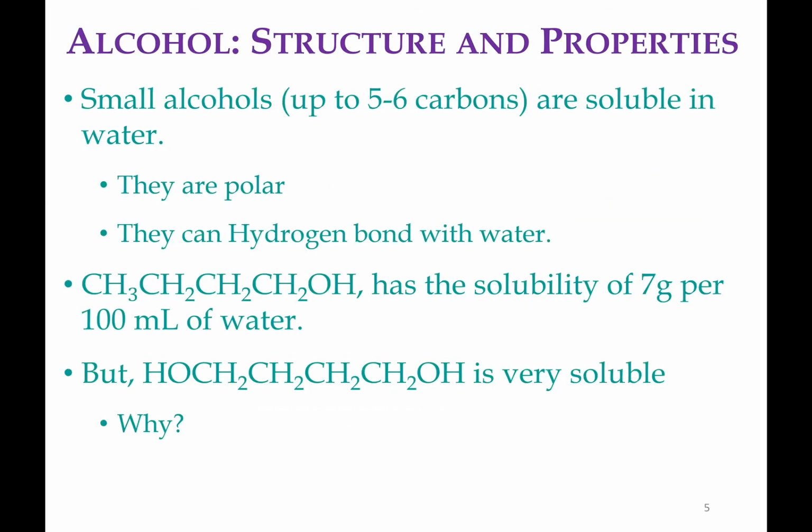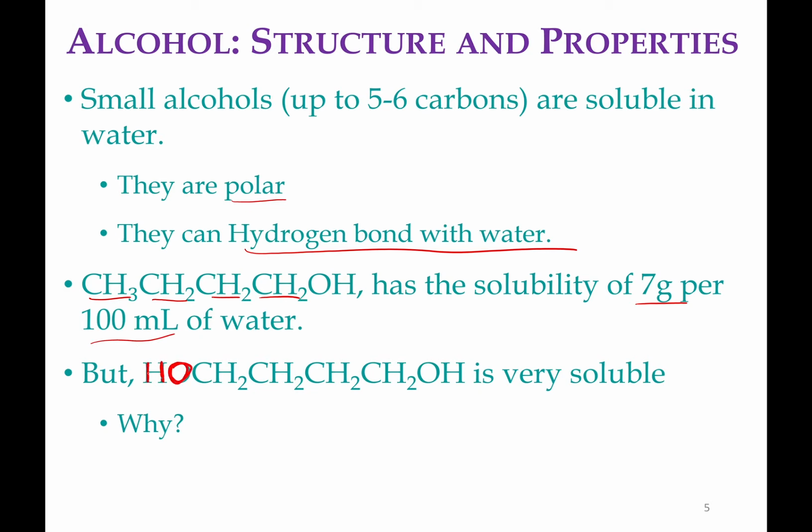Small alcohols up to 5 to 6 carbons are going to be soluble in water due to this attraction. They're polar. They can hydrogen bond with the water like we just showed with the alcohol. They can also do that with water. So 1, 2, 3, 4, that would be butanol, has a solubility of 7 grams per 100 milliliters. But let's look at this one.